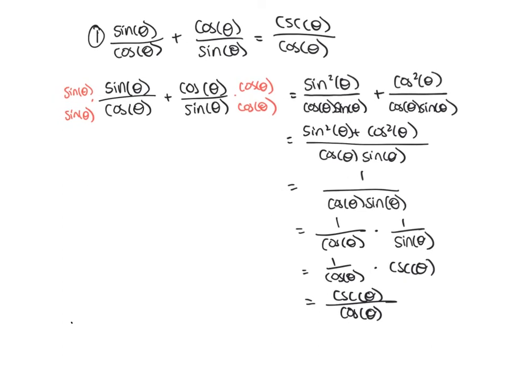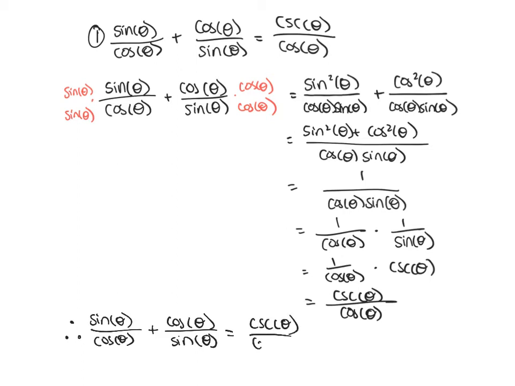and say, therefore, my conclusion statement, sine of theta over cosine of theta plus cosine of theta over sine of theta is equal to cosecant of theta over cosine of theta. And that's problem 1. Let's try another.